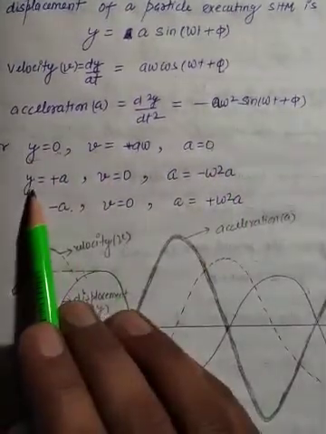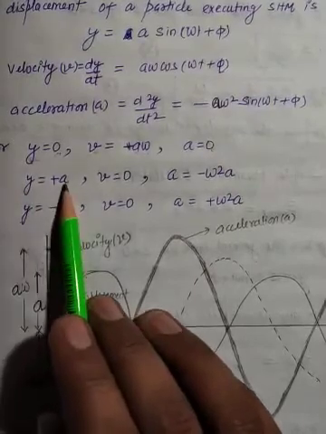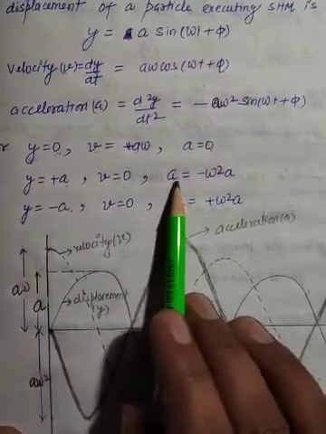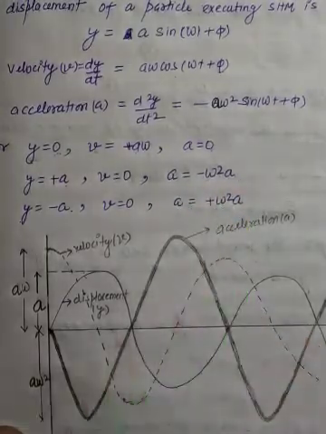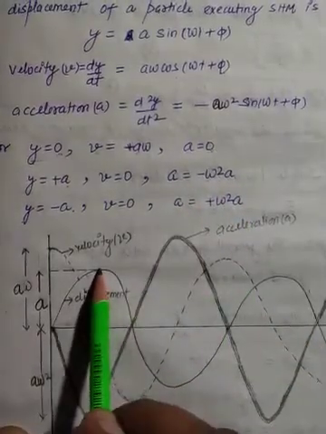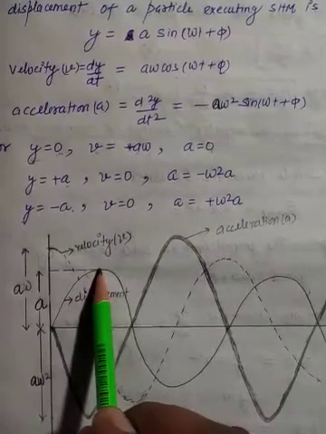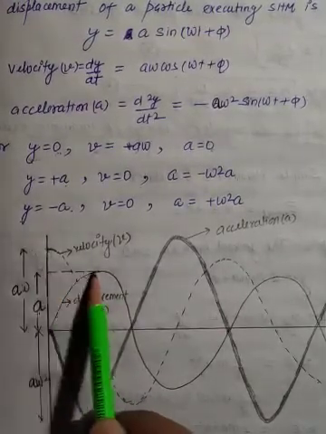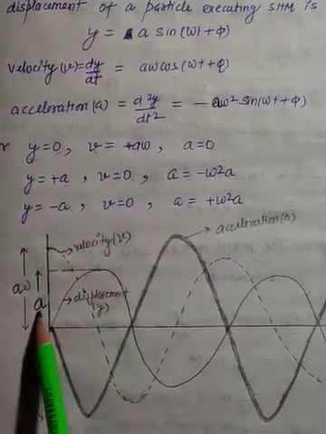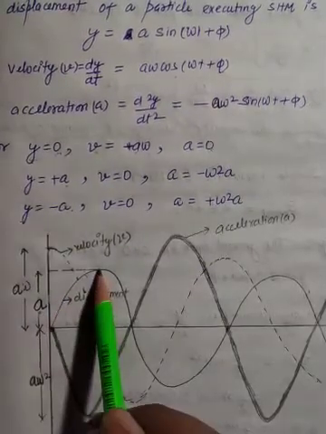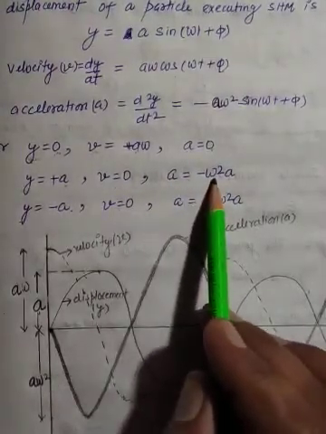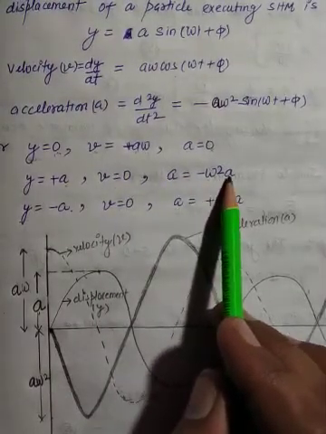Now look at the second condition. When the displacement is maximum, the acceleration is minus omega square a. Look at here, displacement is maximum. The maximum displacement is equal to plus a. This point is plus a. When the displacement is maximum, the acceleration is minus omega square a.